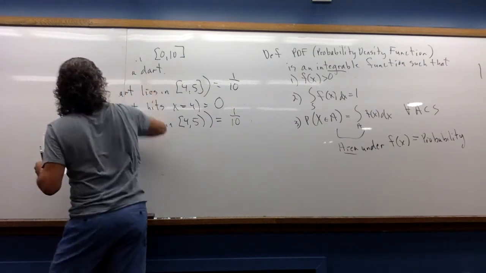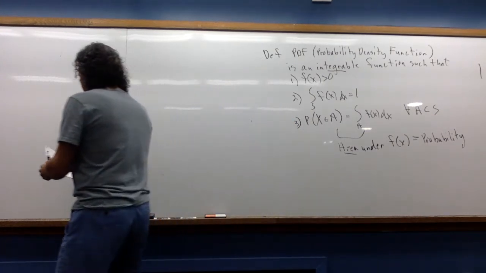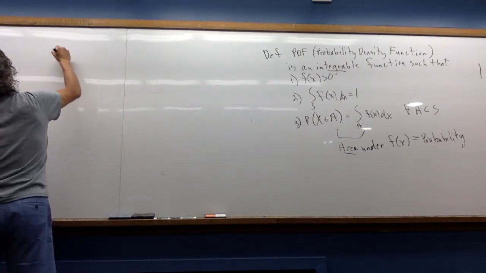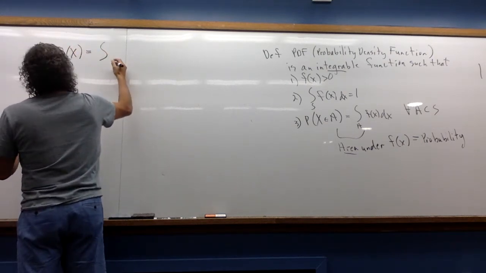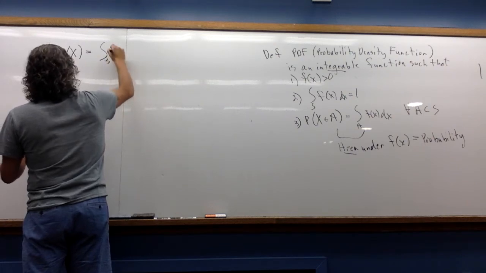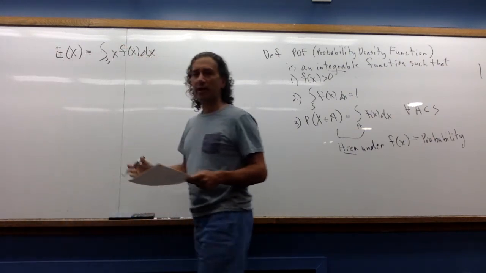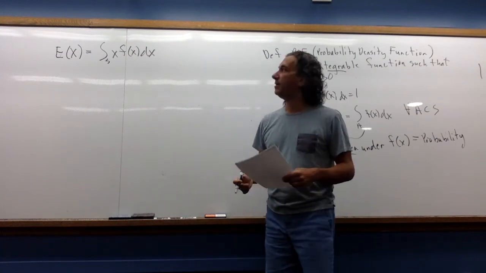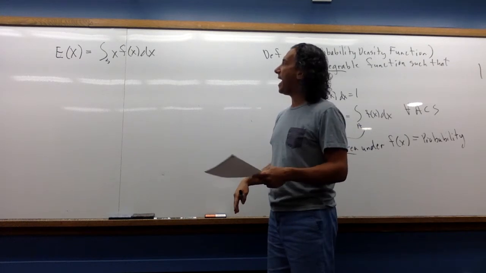Okay, so we have some more definitions. And these are all straight analogies from the discrete case. So if I want to find the expected value, I just integrate over the sample space x times little f of x. So instead of summing, I am integrating.